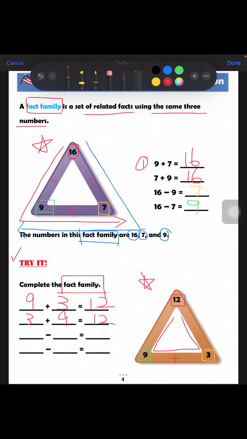Next, 12 minus 9. What is the answer? Yes, it equals 3. 12 minus 9 equals 3. The final one, 12 minus 3. So 12 minus 3 equals 9.